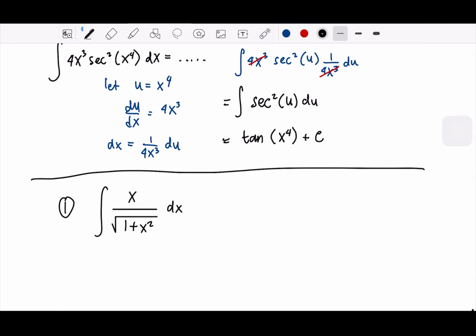If you have fractions or equations, and you think, okay, maybe if I change some part of the function with u, and when we differentiate and take some time to rewrite the equation, we can cancel. That's one way for substitution.